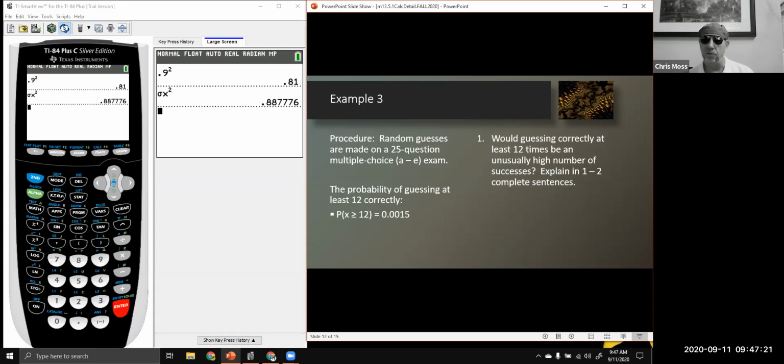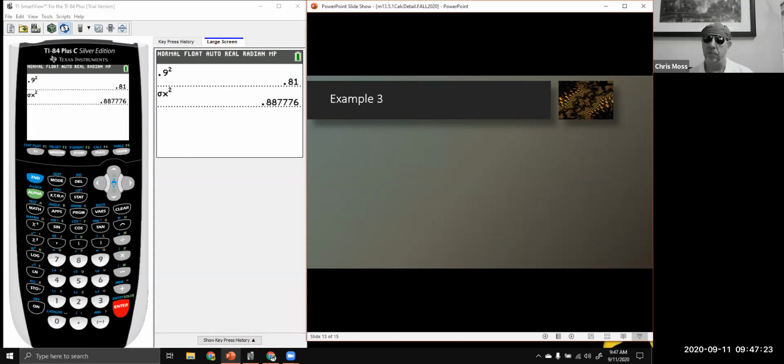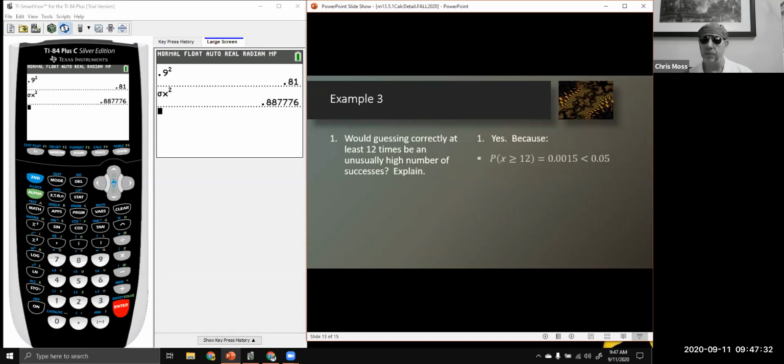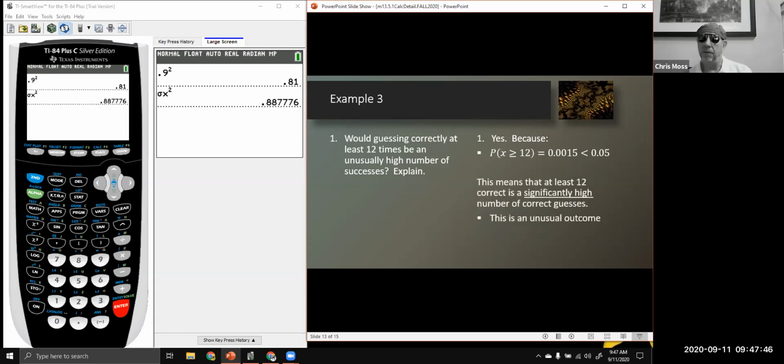And I will be asking you to do something similar on your quizzes and exams. There's our question again. Yes, because first I note that the probability of 0.0015 is less than the benchmark, if you will, of 0.05. That means that at least 12 correct is a significantly high number of correct guesses. This is an unusual outcome. And that is down to where the probability falls, below 0.05.